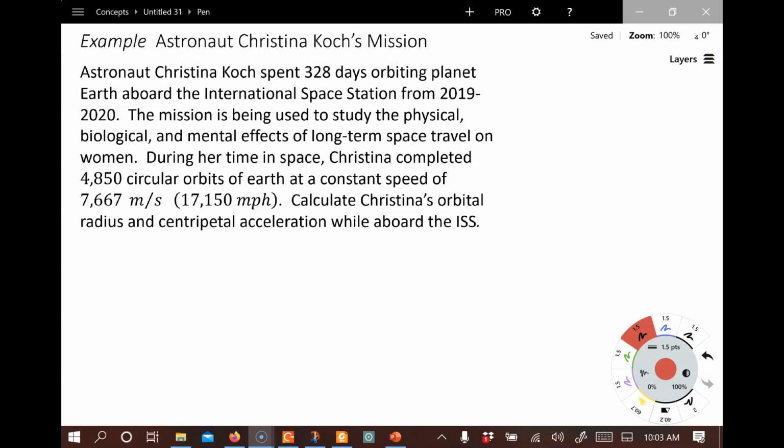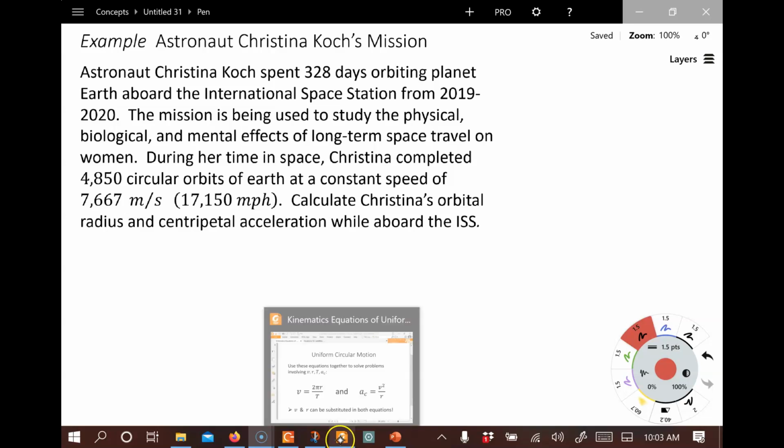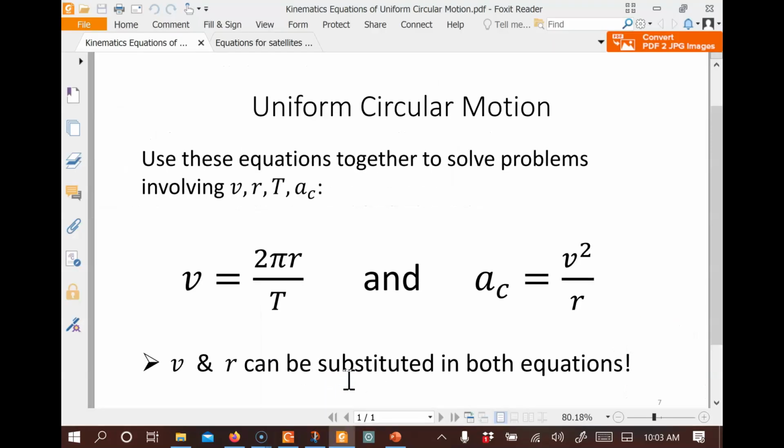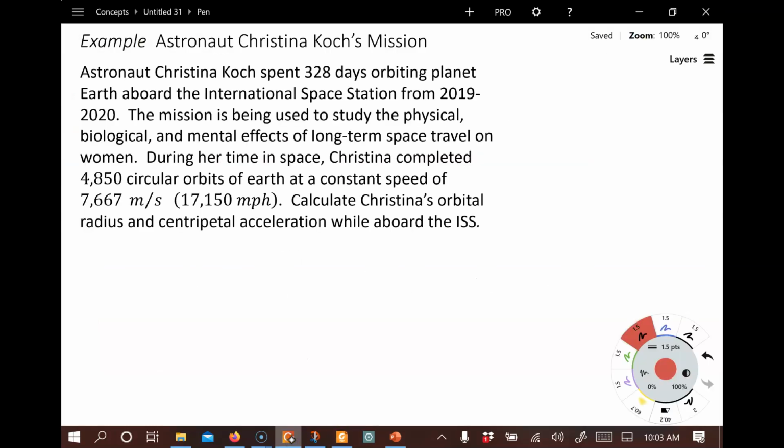All right, so for this type of problem, a kinematics problem, uniform circular motion, there are essentially four different variables that we can use, and they're related in two equations. If you look at these equations for uniform circular motion, we've got one for the speed, v equals 2 pi r over t, and a separate one for the centripetal acceleration. Notice that there are four different variables between them: r, t, v, and a_c.